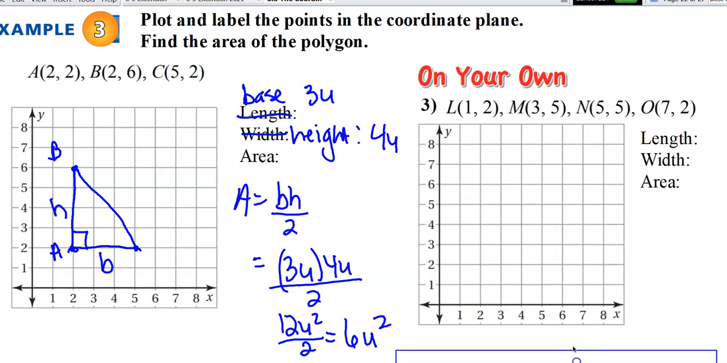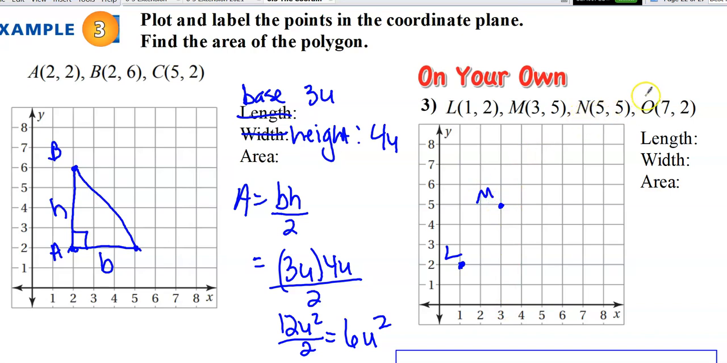Okay, so here is an OYO for you to try. This is a rectangle. Oh, I'm sorry. I don't know if it's a rectangle. You'll have to plot it and find out. Pause the video. I'm going to go over 1, up 2, and plot L. M is 3, 5, over 3 up 5.